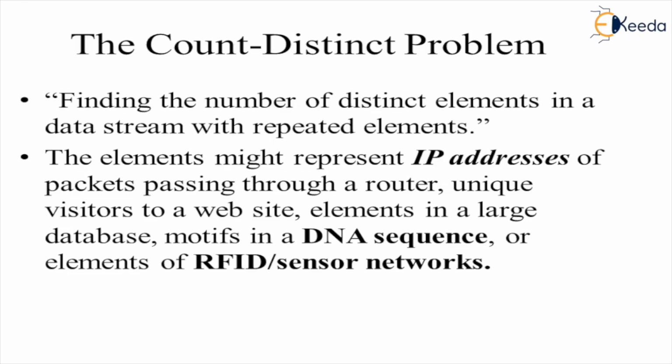The elements might represent IP addresses of packets passing through a router, unique visitors to a website, elements in a large database, nucleotides in a DNA sequence, or the elements of RFID sensor networks. There are many situations where we need to find out the distinct elements. Amazon wants to find out how many new customers visited today on my website. How many distinct products are purchased by customers of a specific region. These are all examples where we need to find out a distinct count.